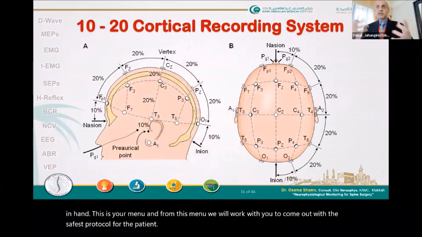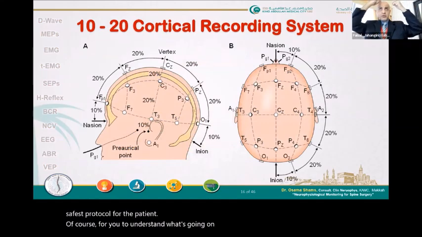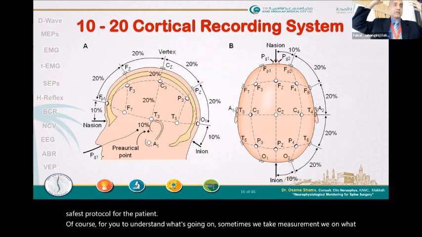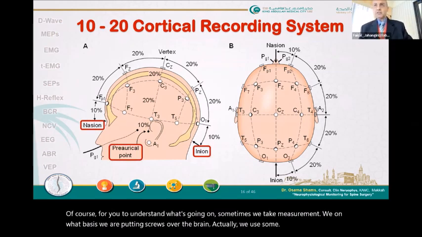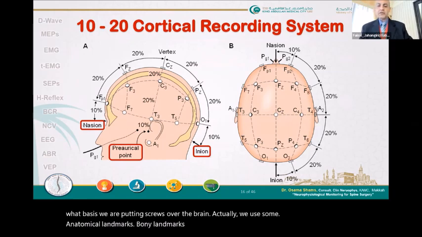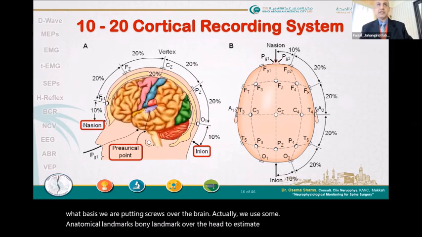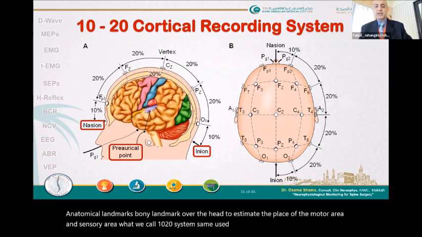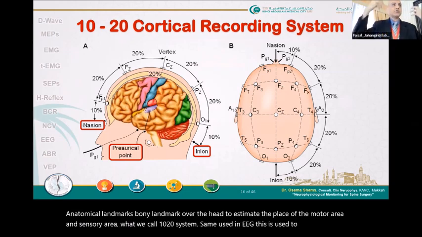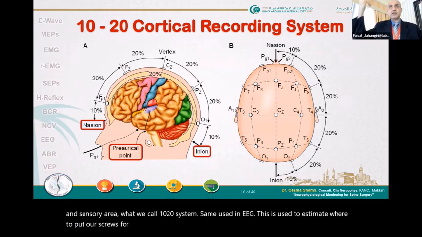Of course, for you to understand what's going on, sometimes we take measurement, on what base we are putting screws over the brain. Actually, we use some anatomical landmarks, bony landmarks over the head to estimate the place of the motor area and sensory area, what we call 10-20 system, same used in EEG. This is used to estimate where to put our screws for recording over the sensory area and for stimulation over the motor area.